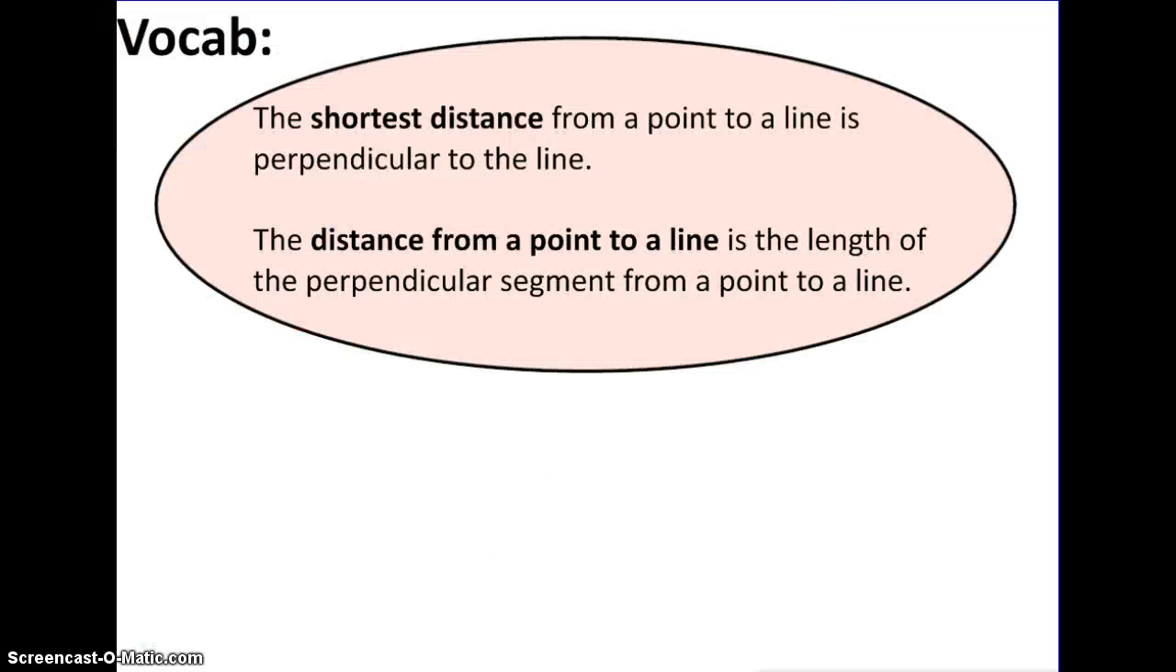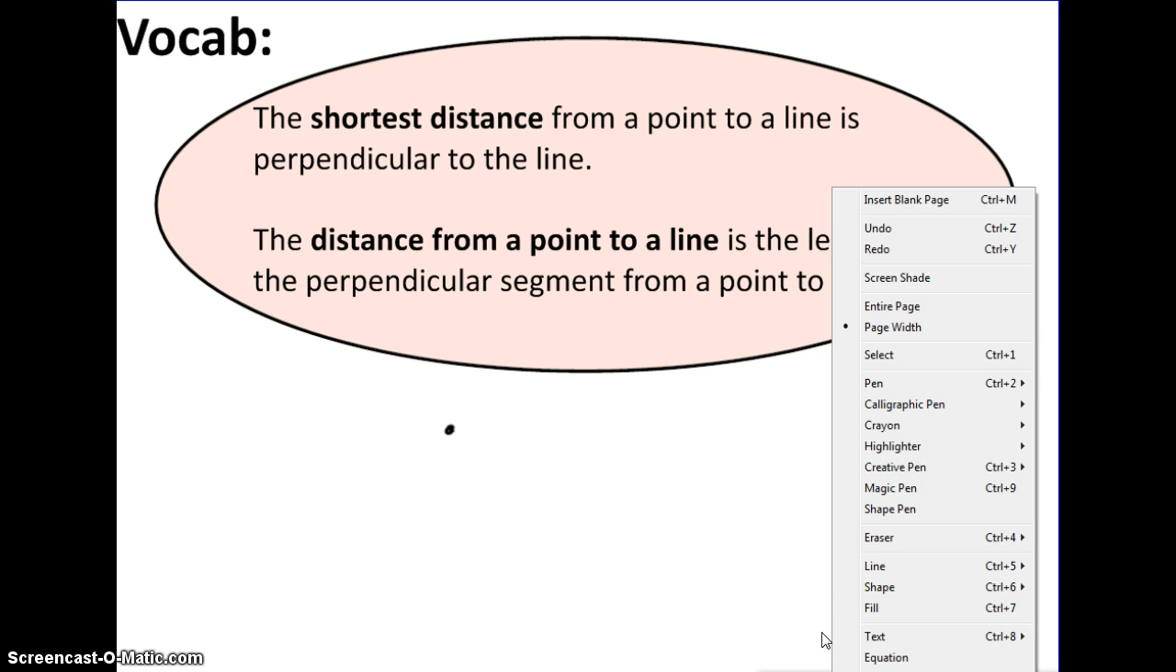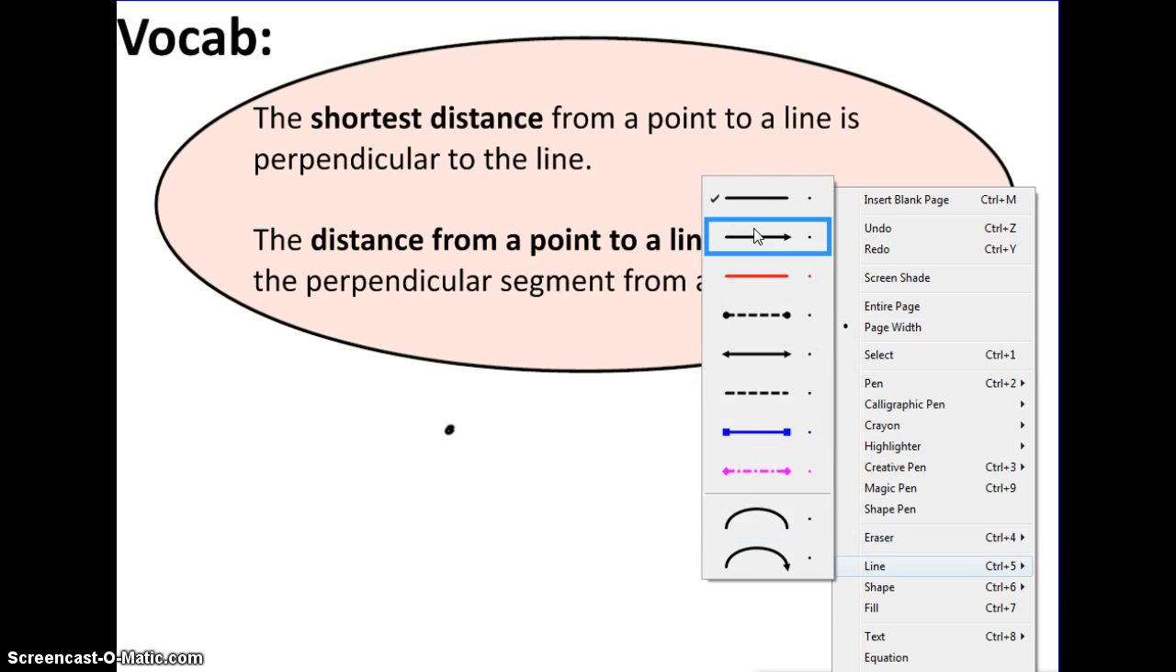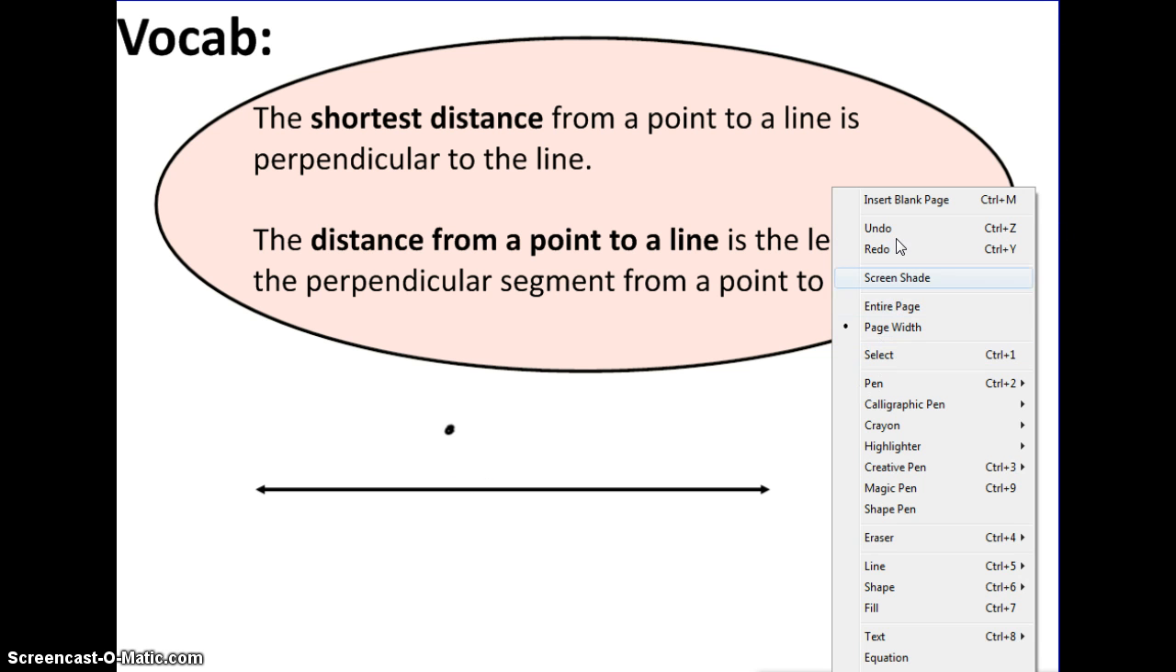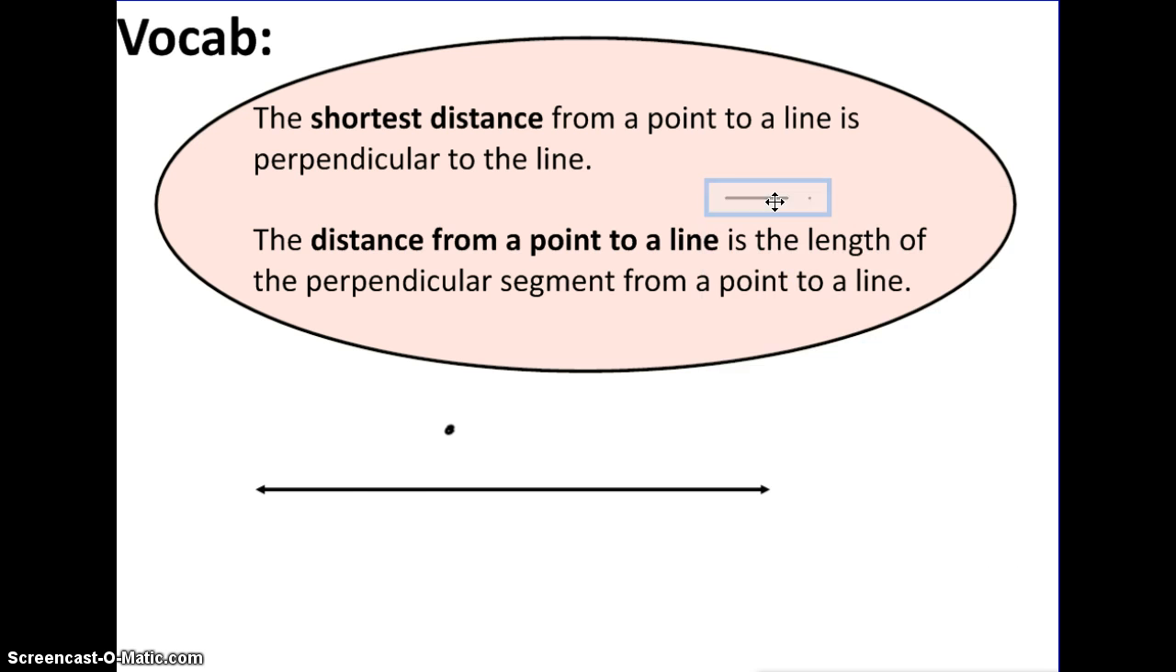Now, a couple more things that we need to know. First off, the shortest distance from any point to any line is a perpendicular line. Now, so if I have a point, and then I'm going to draw a line. Here we go. Alright, here's this line. The shortest distance to travel from this point to this line is going to be a perpendicular line.